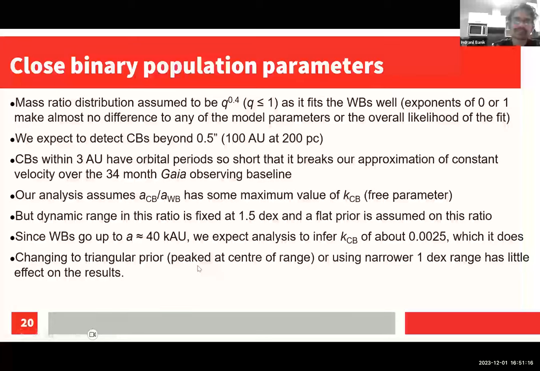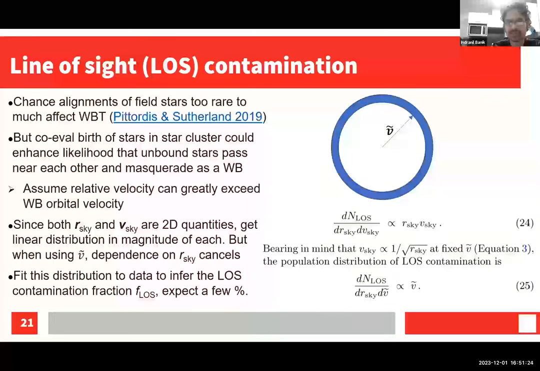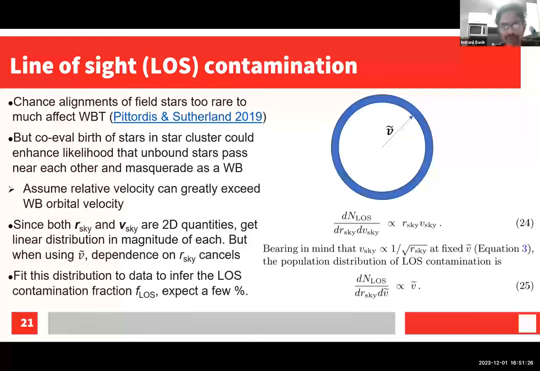You can make some slight changes to the distribution of the closed binary semi-major axis, and it doesn't really affect the results much. Then there's the line of sight contamination, which is fairly clear what that means. Since both the separation and the relative velocity are 2D quantities, you would get a linear distribution in the magnitude of each one. So in other words, the number counts of line of sight alignments, or chance alignments, with respect to R sky and V sky would be proportional to both of them.